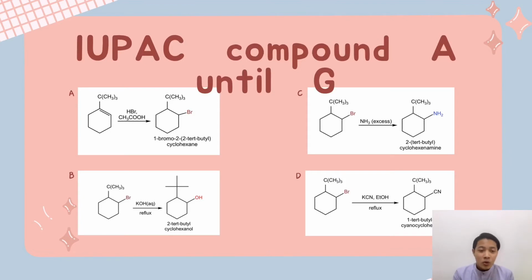For D, 1-bromo-2-butylcyclohexane reacts with potassium cyanide, KCN, under reflux to form a nitrile compound, which is compound D. The CN from KCN will replace Br. So we will start with CN. The name is 1-butyl-2-cyanocyclohexane.